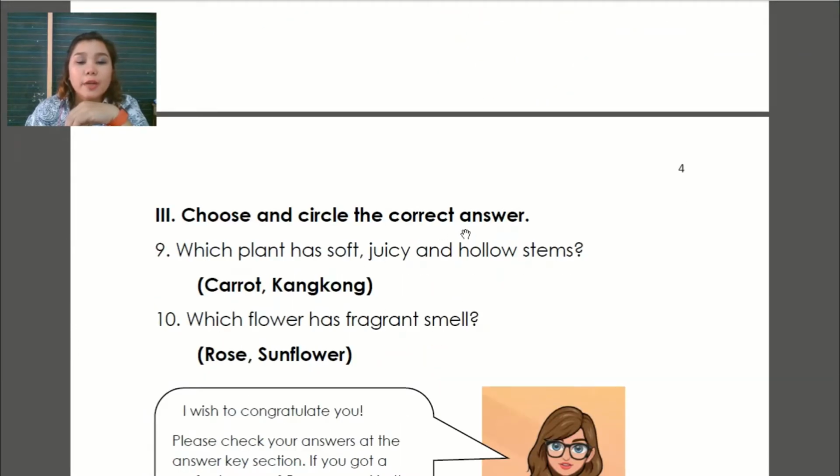Choose and circle the correct answer. Between the two choices, you encircle only one answer. Number 9, which plant has soft, juicy, and hollow stems? Carrot or kangkong? Number 10, which flower has a fragrant smell? When we say fragrant, it smells good. Rose or sunflower?